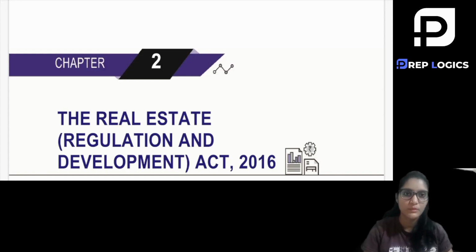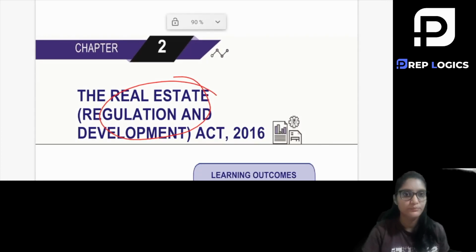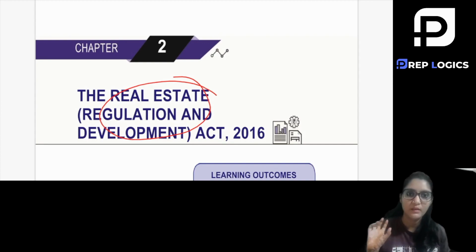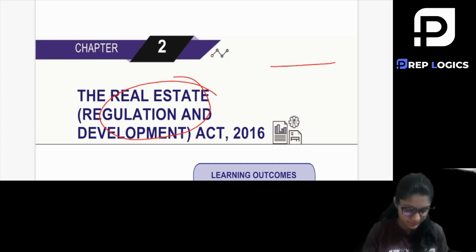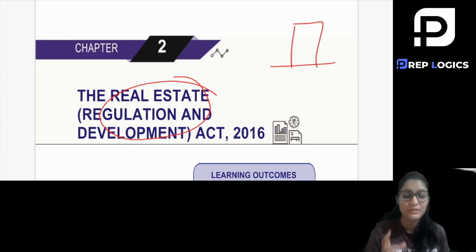Okay students, so this is going to be our first class for the 100% English batch, and we are going to cover the RERA Act, that is the Real Estate Regulation and Development Act. So why this act came into force is to regulate the real estate environment. Okay, what is the real estate environment? It is like the real estate buildings, plots, etc.